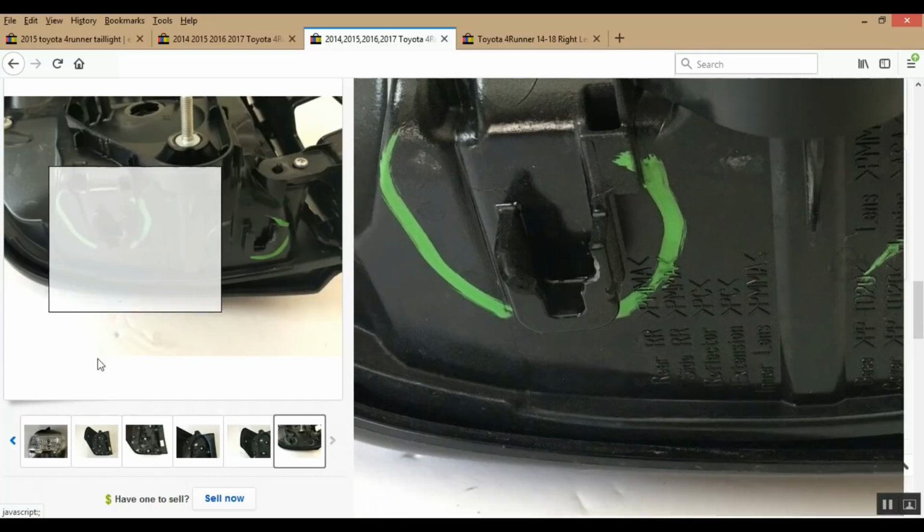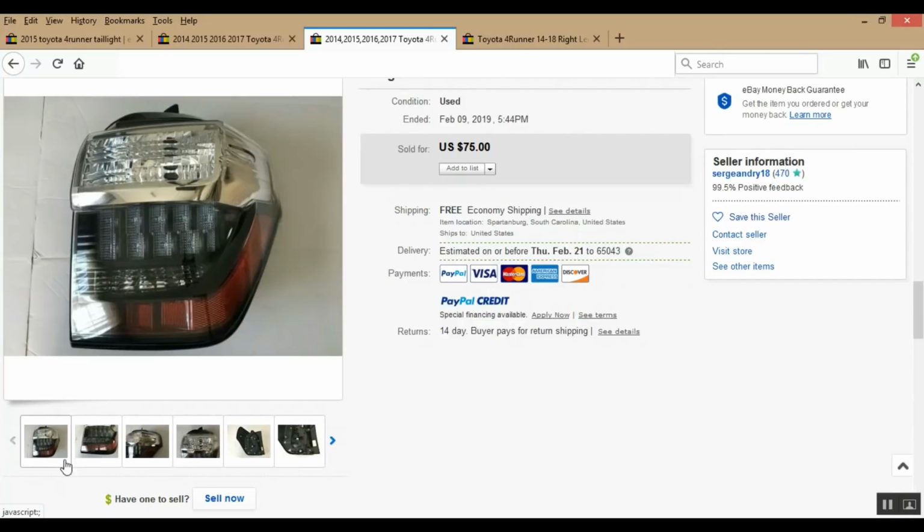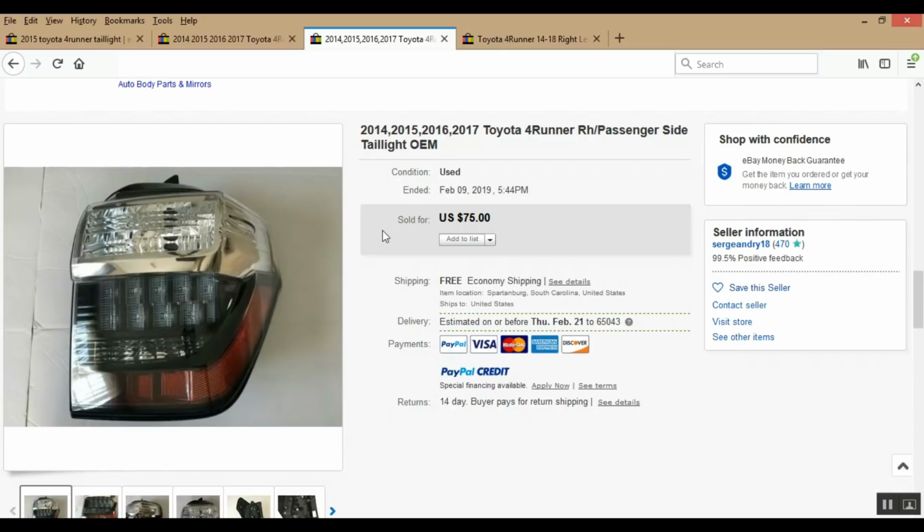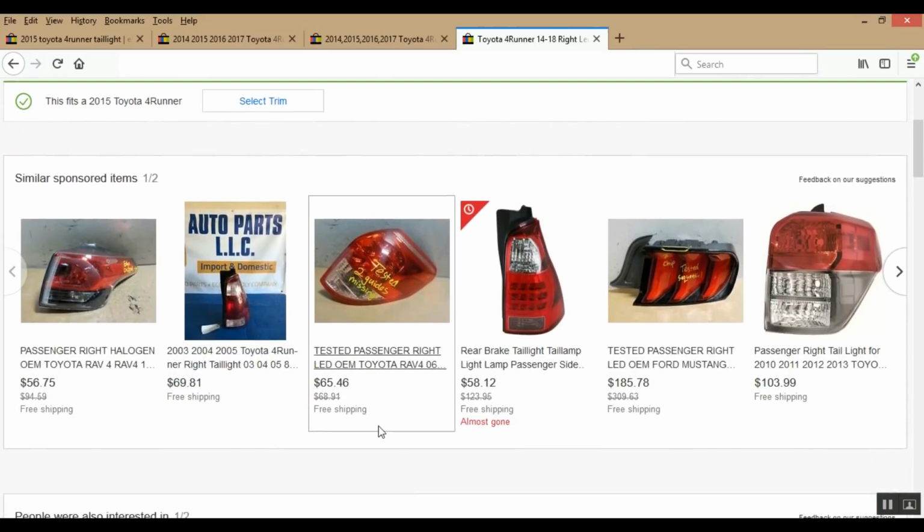Mine's not broken like that. It just has scuffs on the actual lens. So that's something to keep in mind. So they got 75 for that one, even though the bottom part was broke. Okay, now let's look at this one.